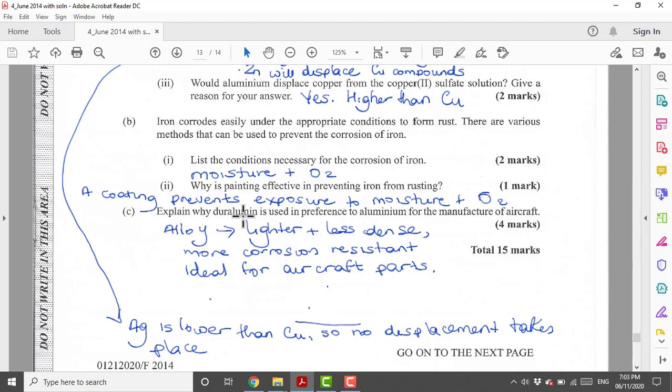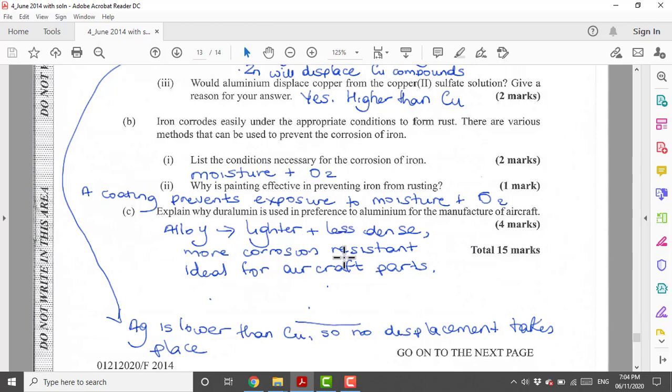Explain why duralumin is used in preference to aluminum for the manufacture of aircraft. Well, alloys are made from metals, right? An alloy is a mixture of metals which helps to give the metals better physical characteristics. So for example, duralumin, right, is an alloy of aluminum, and that alloy is lighter than aluminum, less dense, and more corrosion resistant compared to pure aluminum, all right?